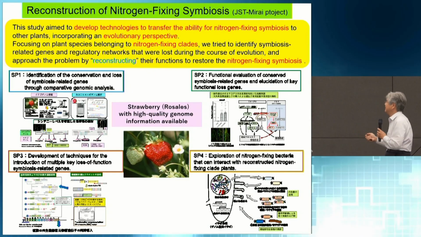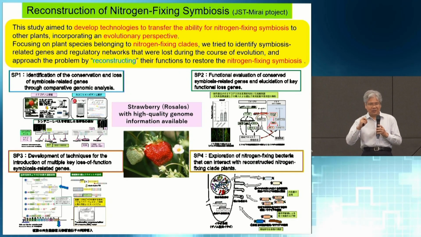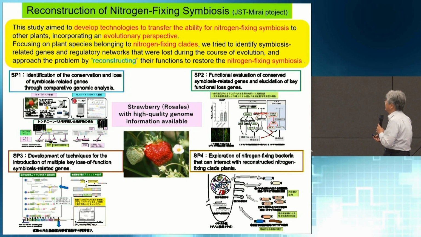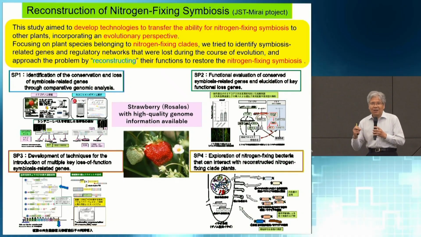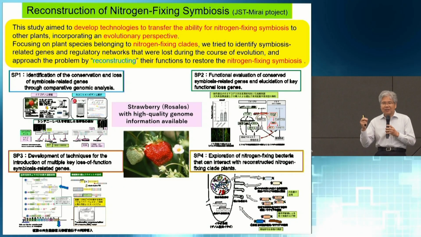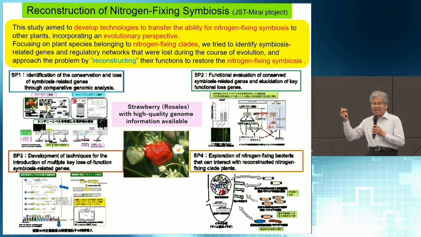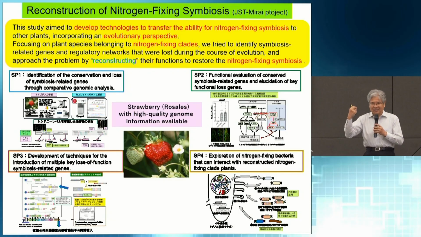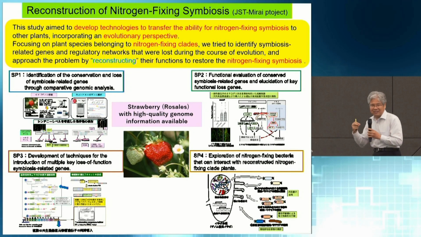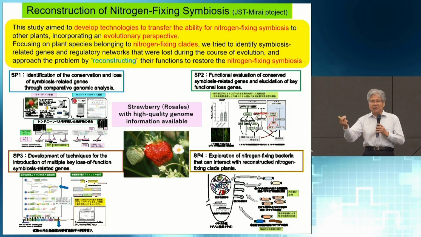but still they have the history that created nodules and accommodated nitrogen-fixing bacteria. So if we set the target to the plant in the nitrogen fixation clade, we can approach the transfer of the nitrogen fixation system not to introduce, but reconstruct. Since they lost the ability, we reconstruct the genes that lost the function. So that could be more simple than thinking about transfer to the other plant.